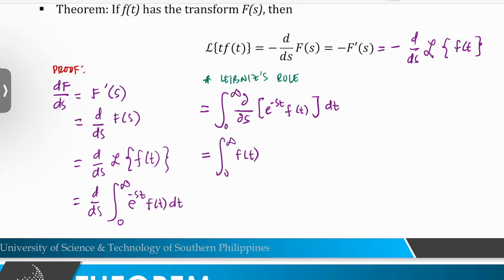Okay, pwede natin siya ipakilid gamay. And then, getting the derivative of e to the negative st, that is just e to the negative st copy. And then, multiplied by negative t, which is the coefficient nimo. In this case, negative t because mo ni siya imong constant. We treat t again as a constant. Okay, and then we have dt.